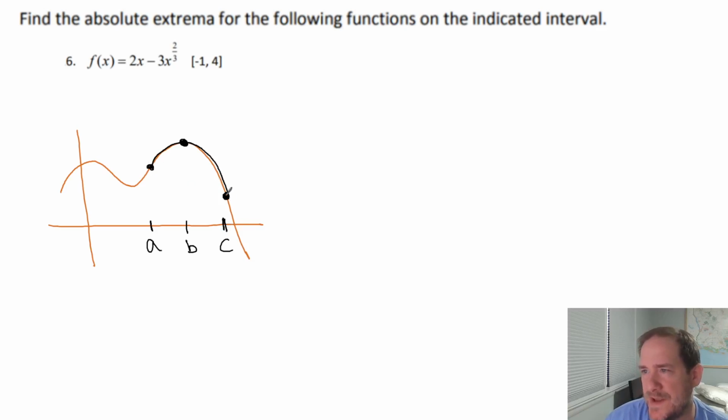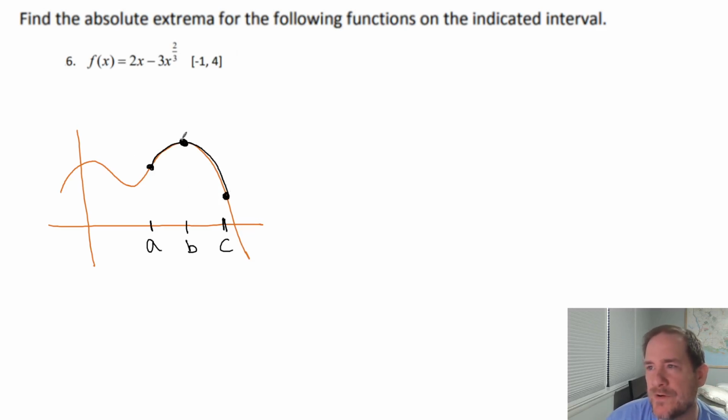But A and C have to be included as critical points too. We have to test them also. And so if we tested A, well, A's value would end up in the middle of all of these Y values, so that wouldn't be anything. But C would be the least Y value. So that end point would actually be the absolute minimum on that closed interval.